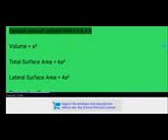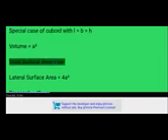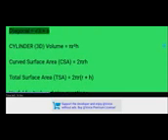Cube, 3D. A special case of cuboid with L equals B equals H. Volume equals A cubed. Total surface area equals 6A squared. Lateral surface area equals 4A squared. Diagonal equals square root 3 times A.